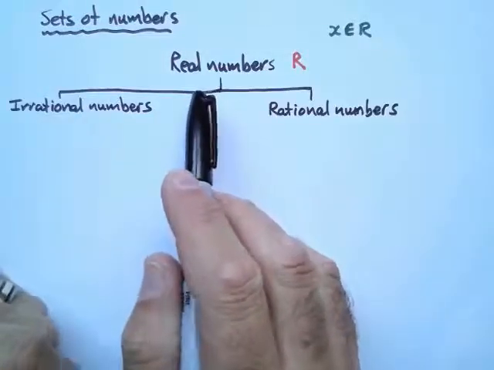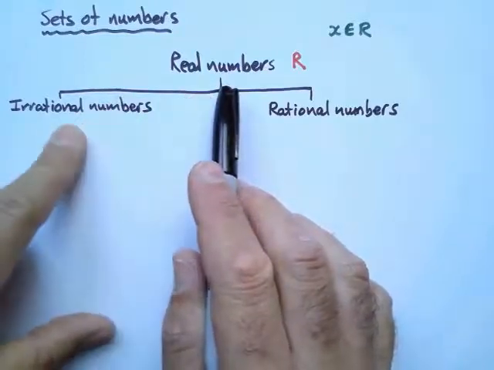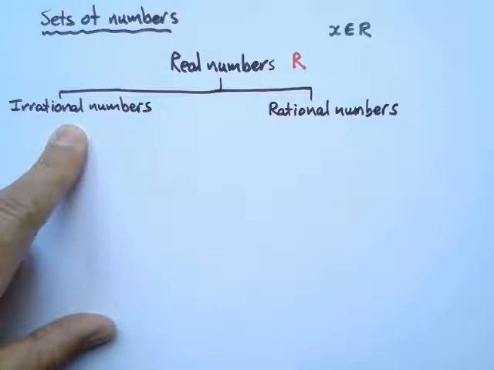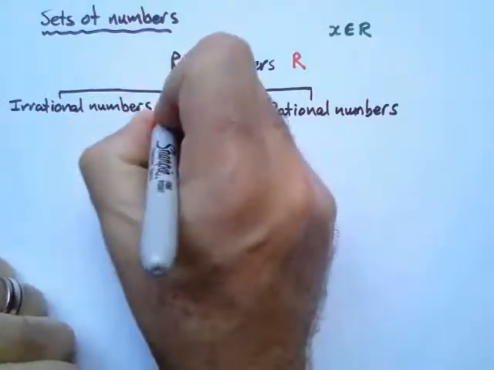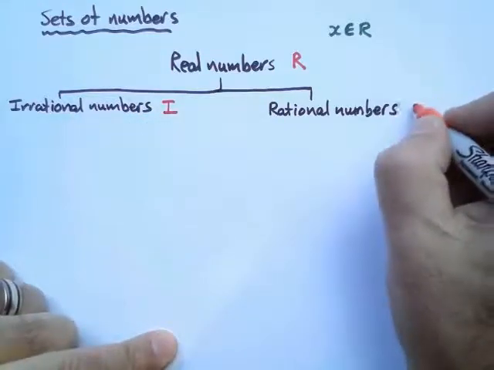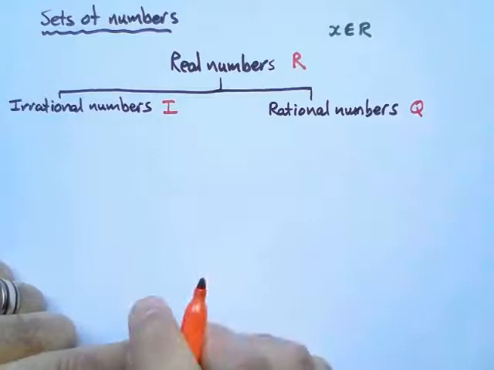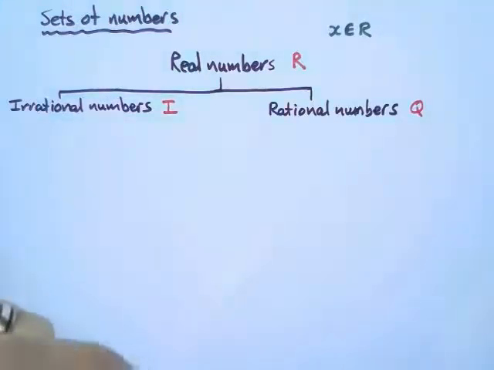Real numbers get split up into two sections. Real numbers can either be irrational numbers or rational numbers. For irrational numbers, we will be using I, and for rational numbers, we will use Q. Alright, so irrational numbers and rational numbers.